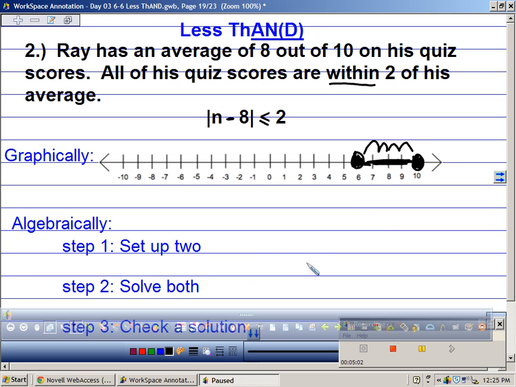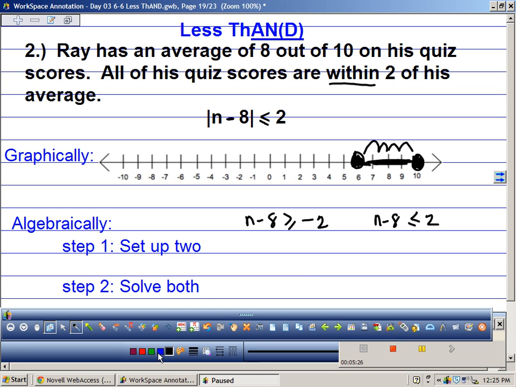Okay, so the way we would set this up algebraically would be the difference between n and 8 in the positive direction and the difference between n and 8 in the negative or the opposite direction. So I need the opposite sign. The opposite of less than or equal to is greater than or equal to. And now we're ready to solve. And I'm just going to go straight across. Add 8 to everything.